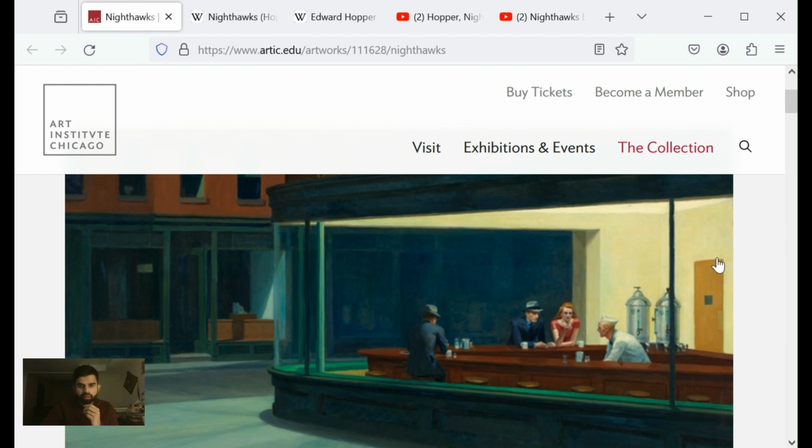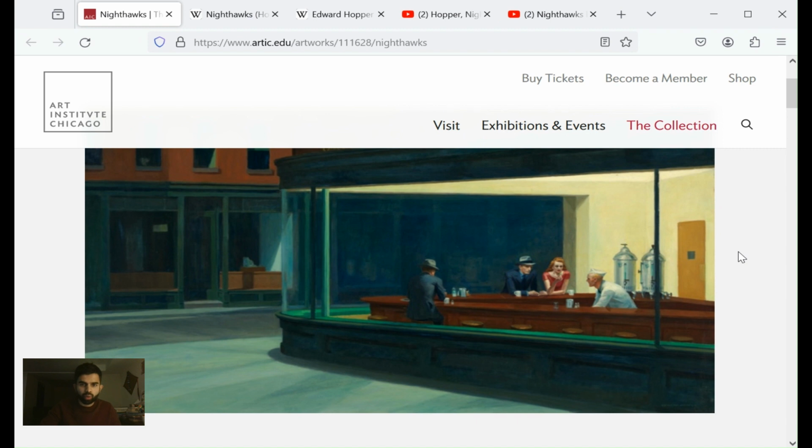What I really like about this particular painting, when I was a teacher in the classroom, I used this technique called see, think, and wonder, where I first try and identify what I see in the painting and then think about what is happening in the painting and then wonder why those things are happening in that painting.